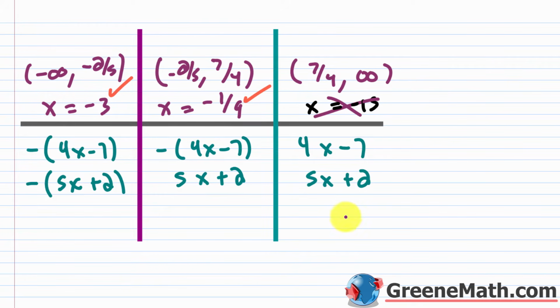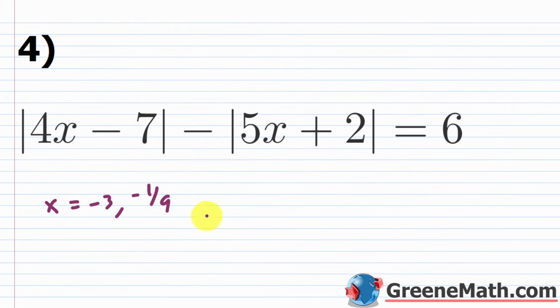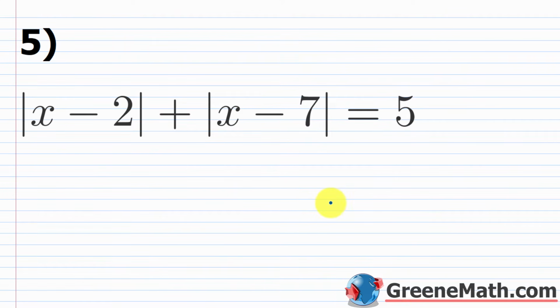So your valid solutions here, you would say that x is equal to negative 3, or x is equal to negative 1/9. Let's put that there. And again, you can pause the video and check each one of these solutions and verify that they work. And you can also check that x equals negative 15 does not work. All right, let's take a look at problem number 5 now.